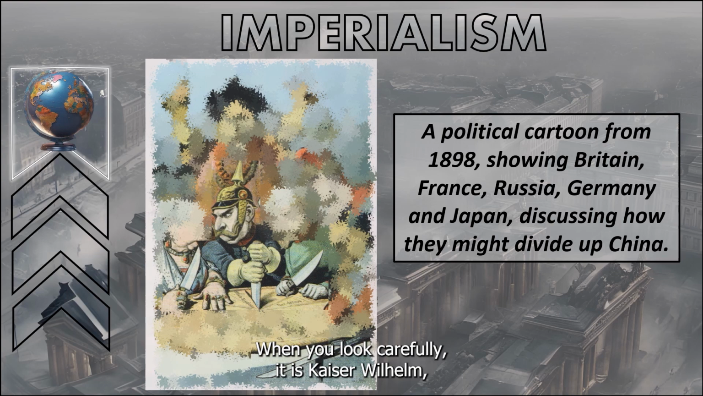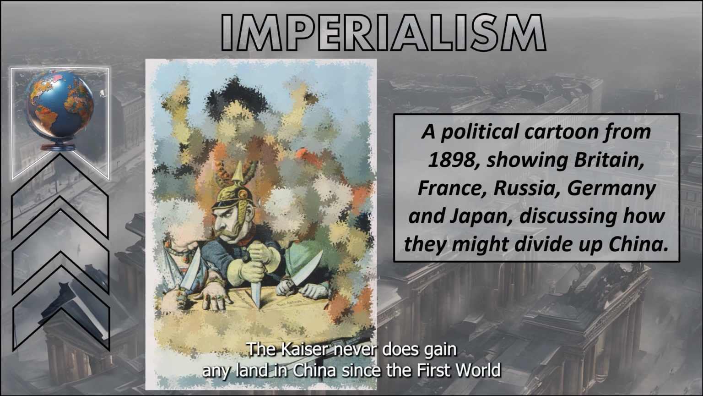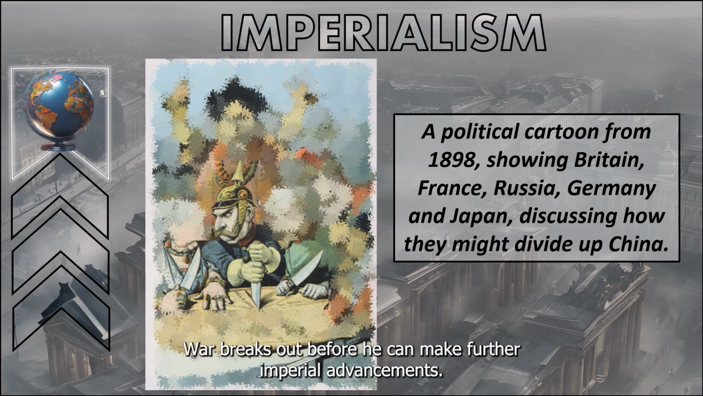When you look carefully, it is Kaiser Wilhelm who is the most aggressive player around the table. This shows the Prussian militarism discussed in the past lecture, but also the fear of the other European powers. The Kaiser never does gain any land in China, since the First World War breaks out before he can make further imperial advancements.